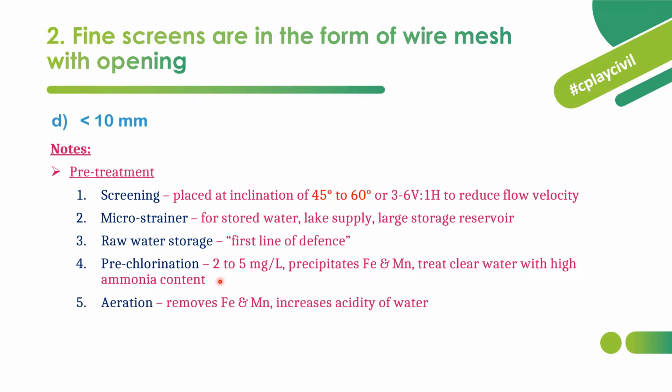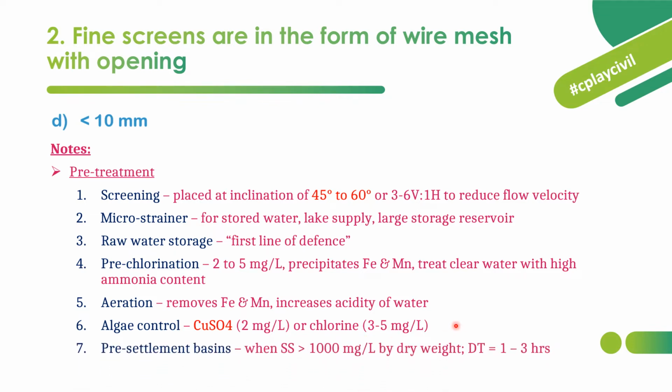Next is aeration. Aeration also removes iron and manganese but increases the acidity of water. So a large amount of aeration should be avoided because it increases the acidity of water. And next is algae control. Algae can be removed by using copper sulfate at a dosage of up to around 2 milligram per liter, or we can even use chlorine at a dosage of 3 to 5 milligram per liter.